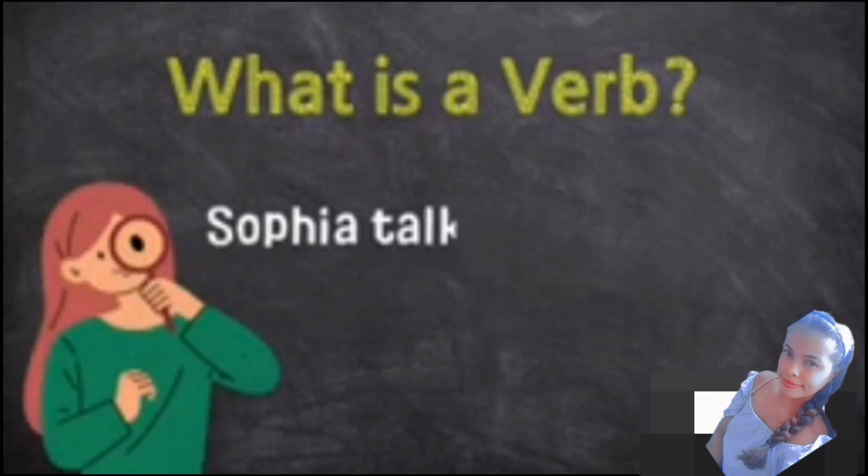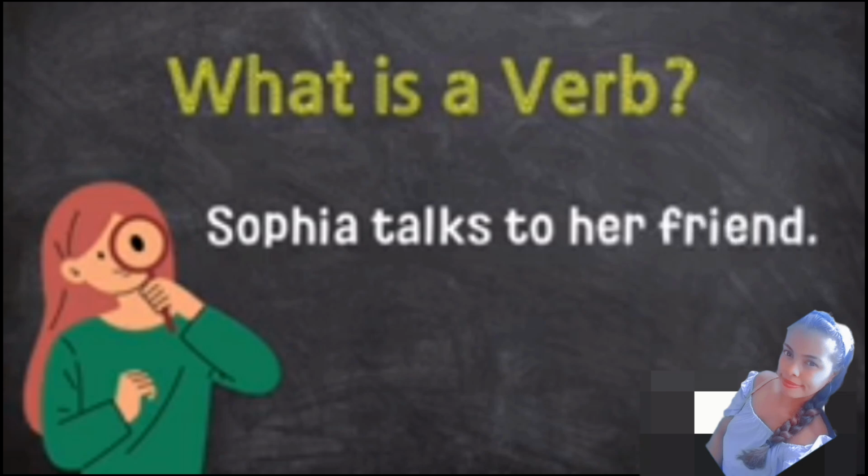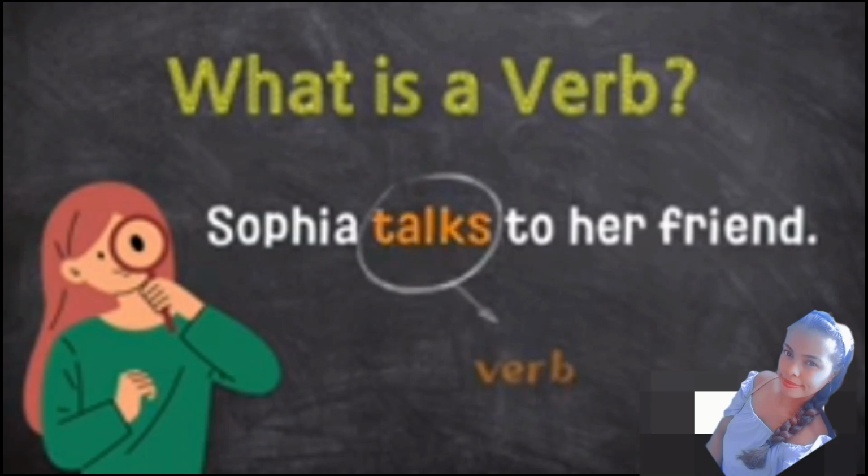Sophia talks to her friends. Can you find the verb? That's right. The verb in this sentence is talks because it is telling what the subject, Sophia, is doing. Remember, a verb shows what the subject is doing or feeling.